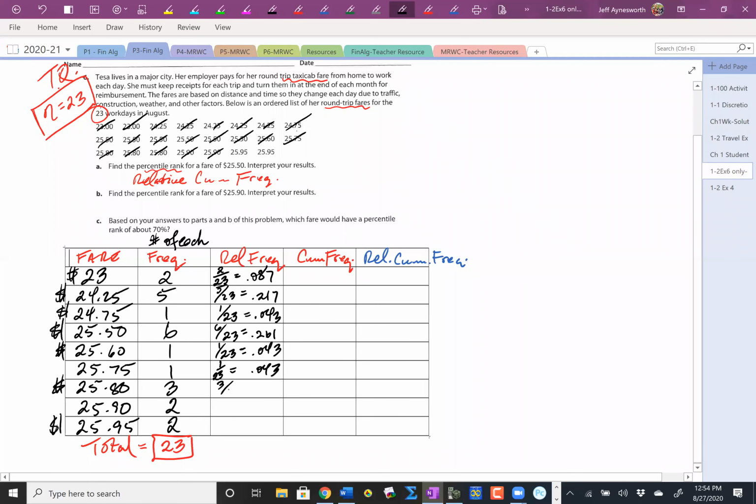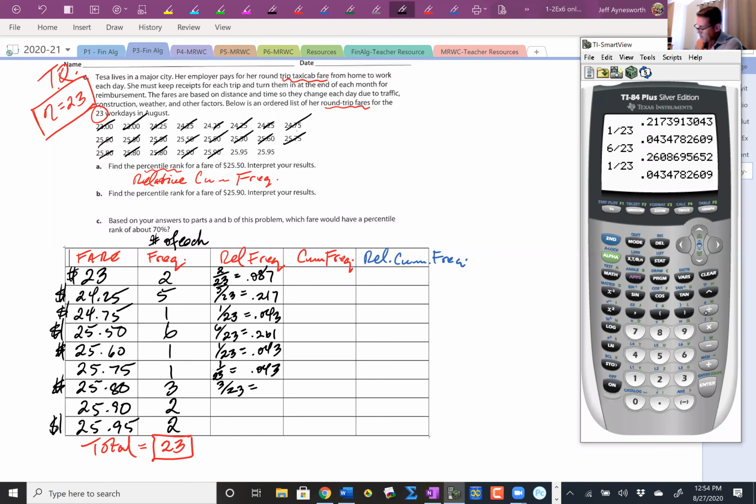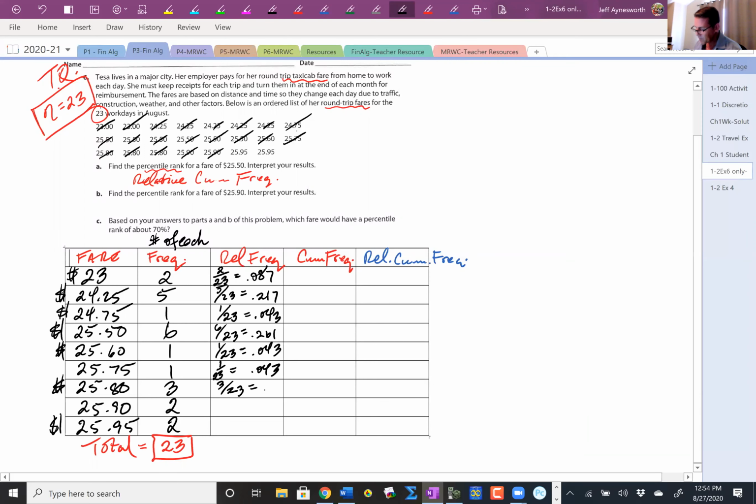And then the next one, 3/23 here. Let's go to Mondo. What'd you come up with, pal? I said 0.13. Okay, very good. So 0.13. Okay, and then we already know this one here, so 0.087, just look above.